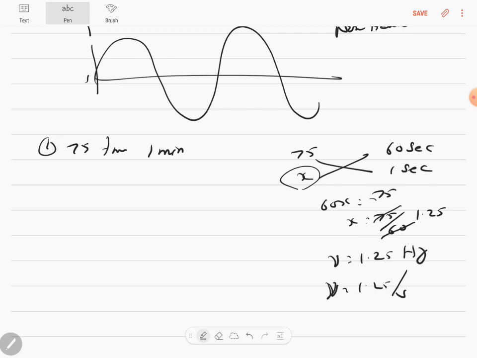So they are asking for time period. They are asking for frequency, which is nothing but this. They are asking for time period, which is the reciprocal of frequency. 1 by 1.25 which is 0.8 seconds. That will be the time period. Okay, that's the first sum.